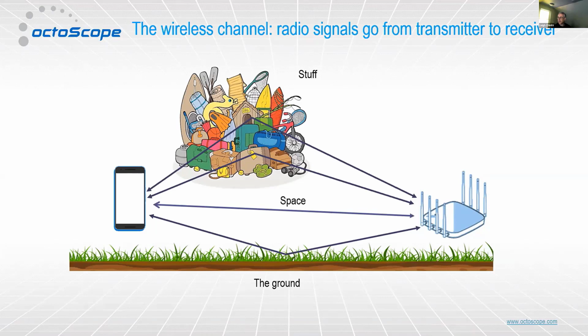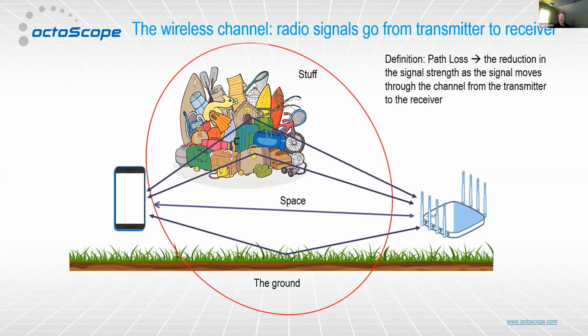that the signals will interact with as they move from the transmitter to the receiver. So all that stuff, when you put it together, results in the fact that the transmitted signal will actually reduce in strength as it moves from the transmitter to the receiver. And that's what we mean when we talk about path loss. When people talk about path loss between the transmitter and the receiver, that's what they're talking about.